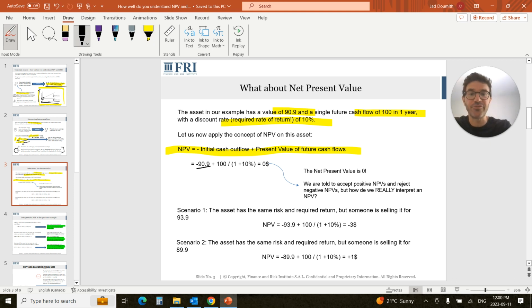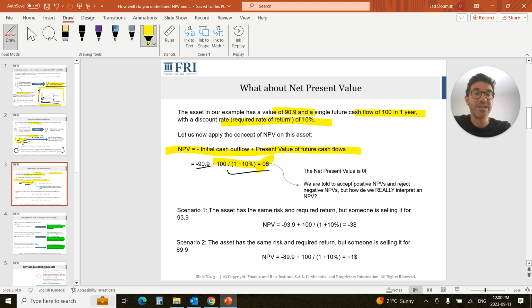That's a negative, of course, because that's the amount of money you disperse. That's a negative cash flow. That's an outflow which you pay to acquire the project. And then you have the positive cash inflows, right? The $100 that will come 1 year from now, so it must be discounted at 10%. If you calculate the NPV of that project, the answer is $0.